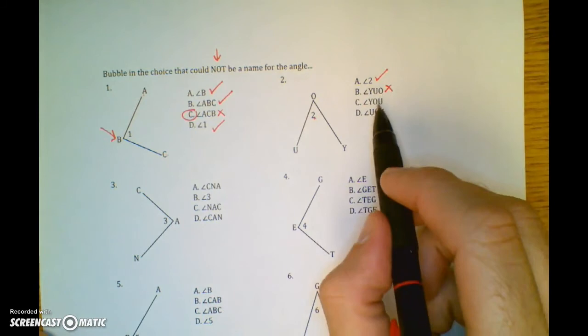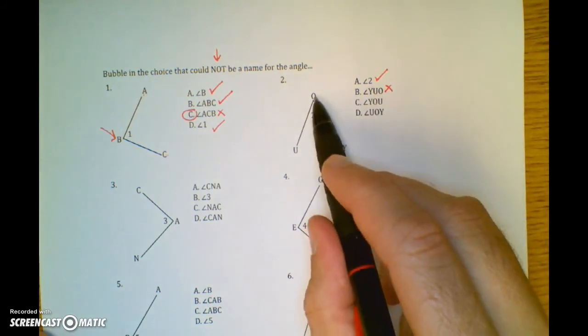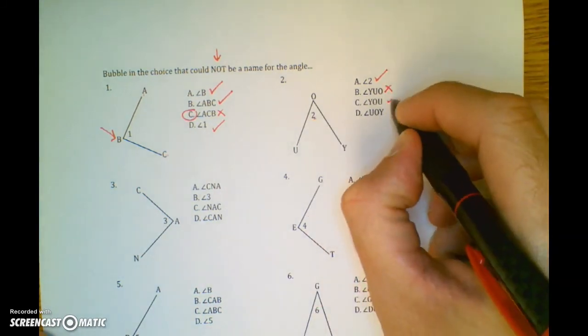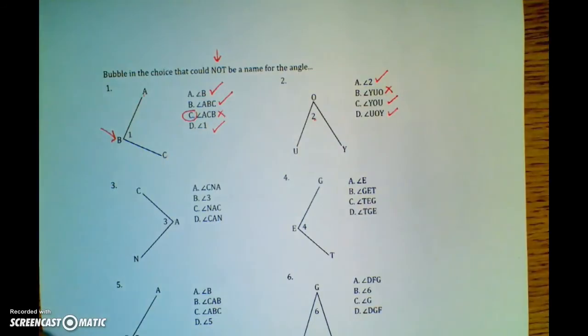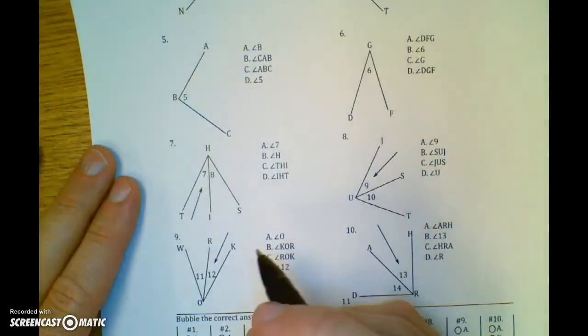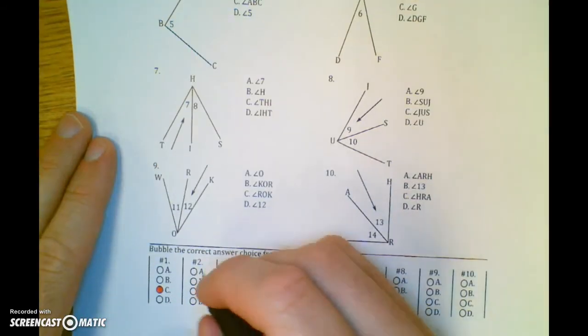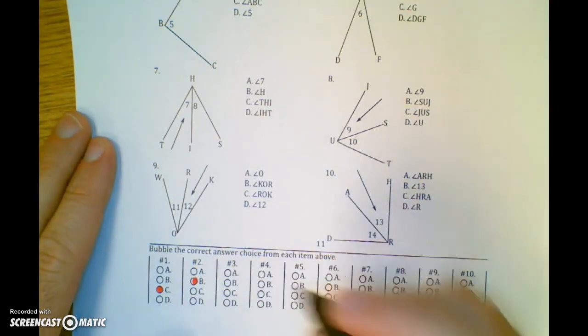But let's check the other ones. Again, YOU, so letter C is okay. UOY, that one's okay as well. So B is the incorrect answer. So I'll shade that in at the bottom as well.